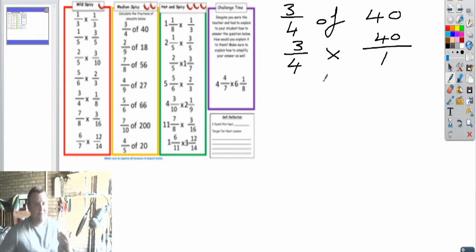5 is going to be 5 over 1. 6 is going to be 6 over 1. 2 is going to be 2 over 1. It goes on, it goes on. So that's how you work it out there.